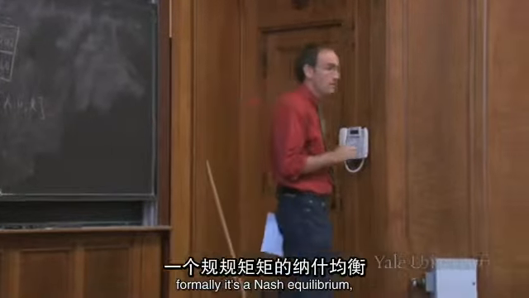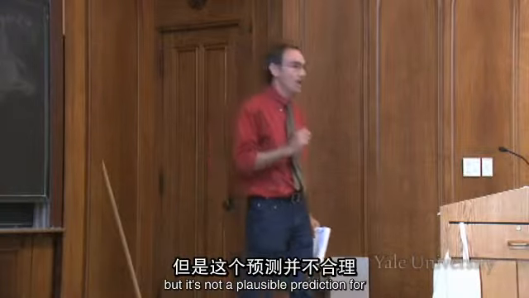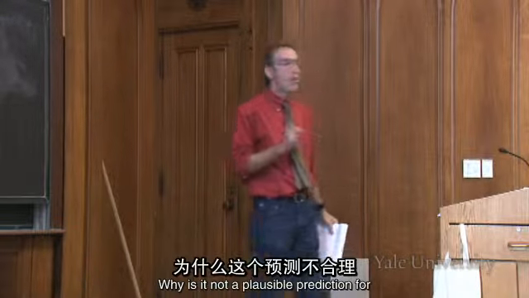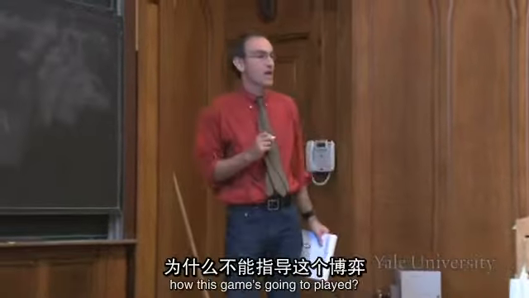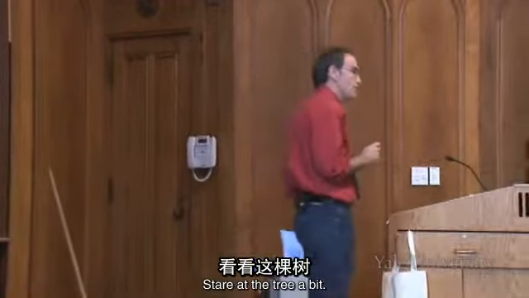It is a Nash equilibrium. Formally, it's a Nash equilibrium, but it's not a plausible prediction for how this game's going to be played. Why is it not a plausible prediction for how this game's going to be played? Anyone see? Stare at the tree a bit.